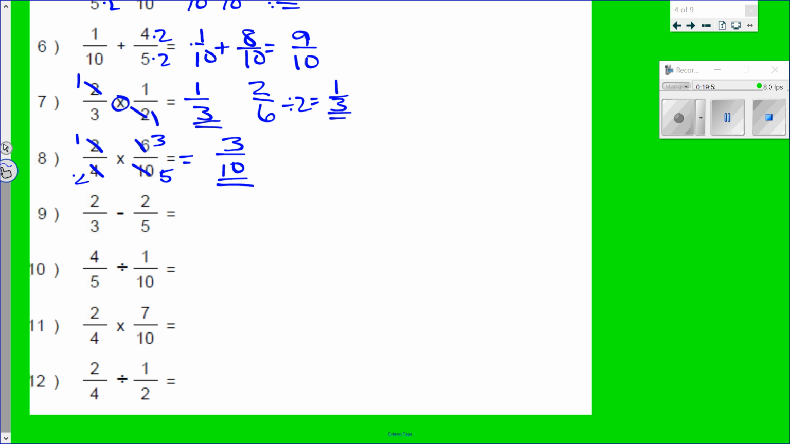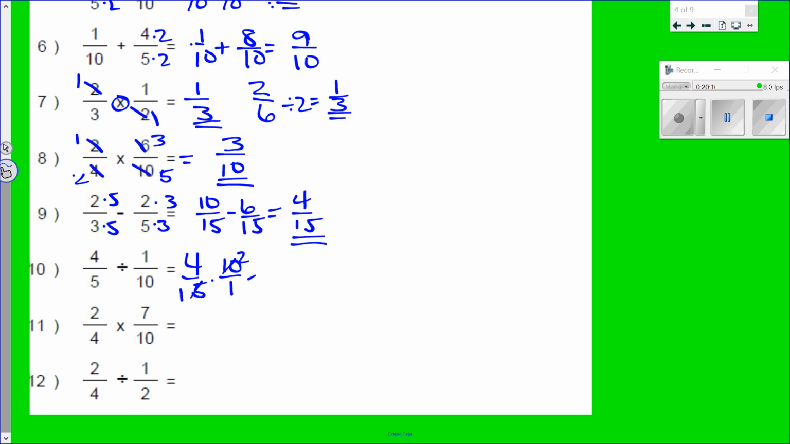Subtraction again, so I need a common denominator. Gives me 10/15 and 6/15 or 4/15. Division, that's my keep change flip. 4/5, 10/1. I've got one reduction I can do. Divide those by 5. Gives me 8/1, which simplifies to 8. Whoever has a rubber band or whatever, please stop snapping it.